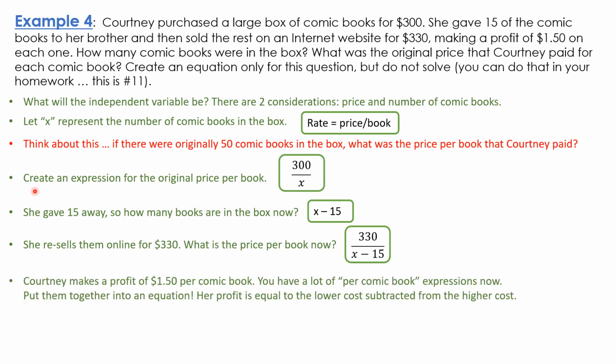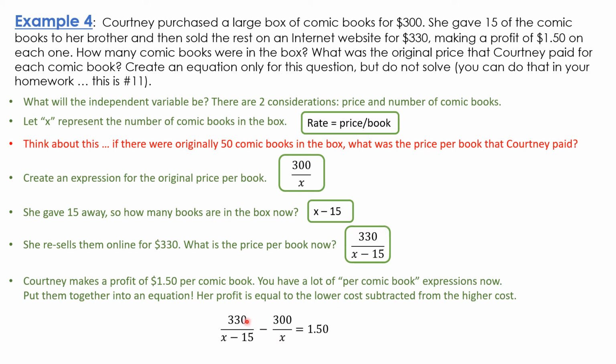Now, Courtney makes a profit of $1.50 per comic book. We have a lot of per comic book things here. Here's a per book, right? Here's per book. Here's per book. So we can use all of this to put them into an equation. Her profit, you know what profit means. Her profit is equal to the lower cost subtracted from the higher cost. So you take whatever your more expensive was, subtract the cheaper, you should be left with $1.50. That's your profit. So you just have to decide between these two right here, which one is the greater number.